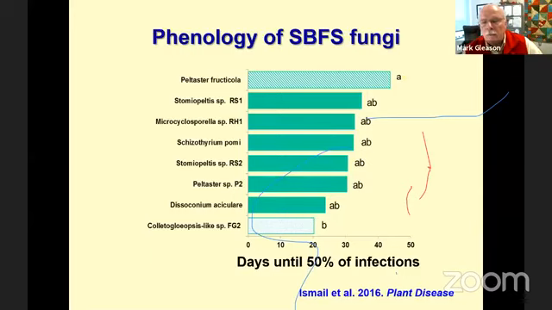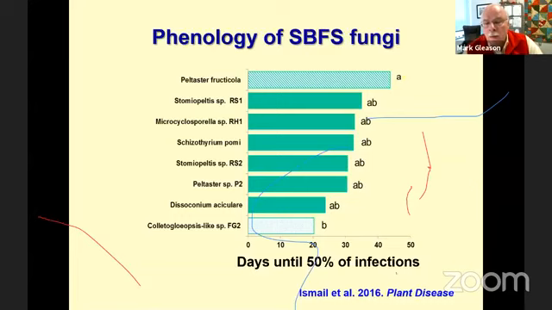The Colletogloeopsis spores were mostly released quite early in the season. That's why the bar is short. Whereas Peltaster fructicola up on the top is a much longer bar. Those spores were released really almost over the entire fruit development period.